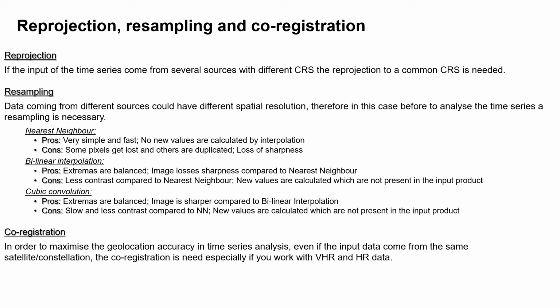Resampling may be needed when you are using data from different sources with different spatial resolution, and in order to overlap them correctly and work with the stack of data, you need to resample your images to the reference one. A further step could be co-registration, which is very useful to perfectly overlap images and maximize the geolocation accuracy in time series analysis.